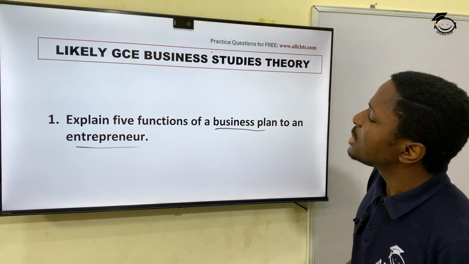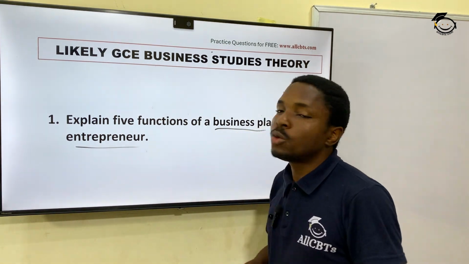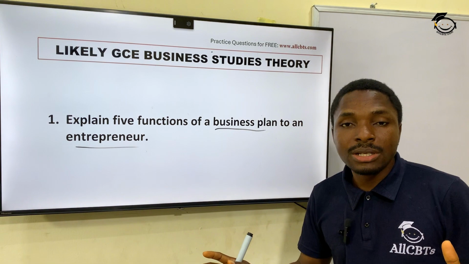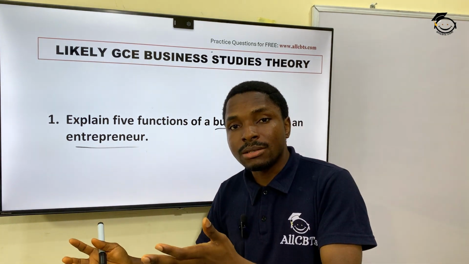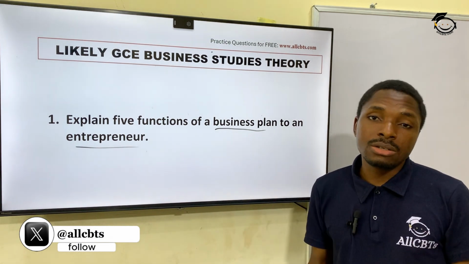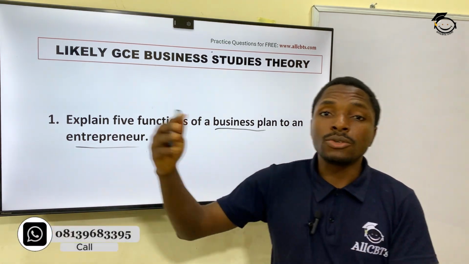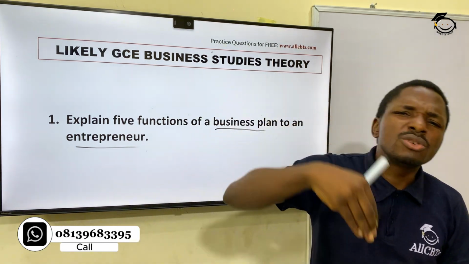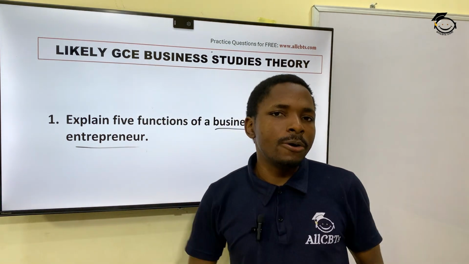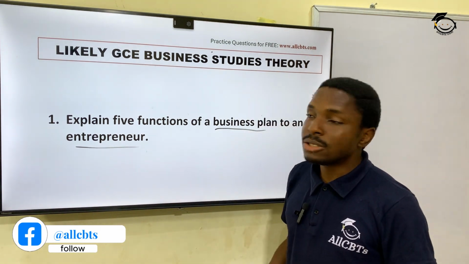Now the question, explain 5 functions of a business plan to an entrepreneur. Now I've given you what a business plan is. It's a model, a script, a strategy, okay, that shows where a business is and where the business is going. Now, what is the use of that business plan to an entrepreneur? I made 5 answers. Let's look at them.